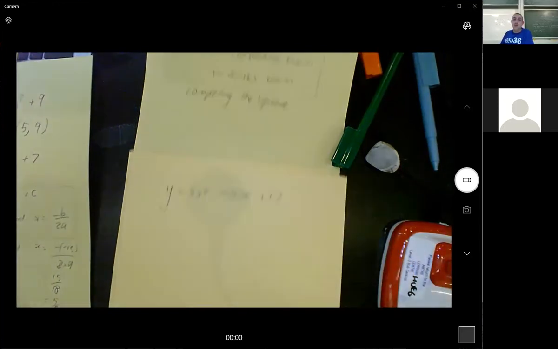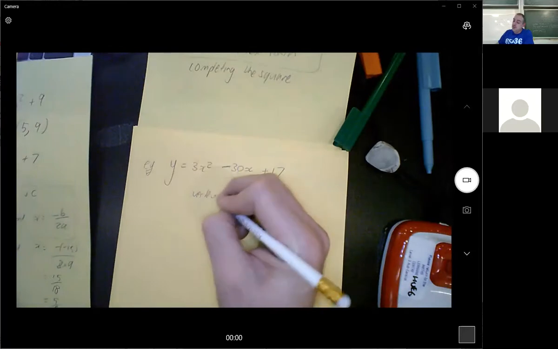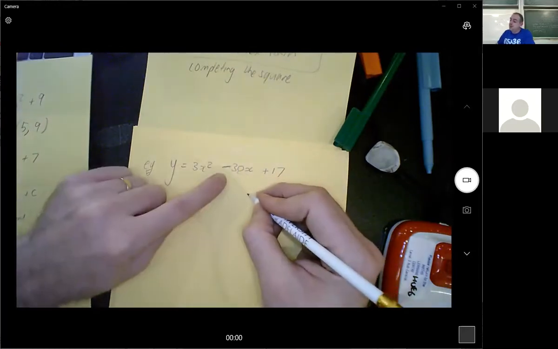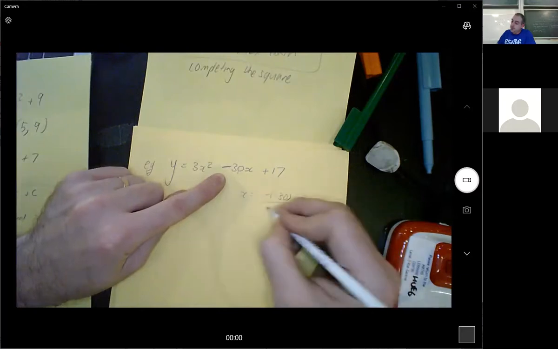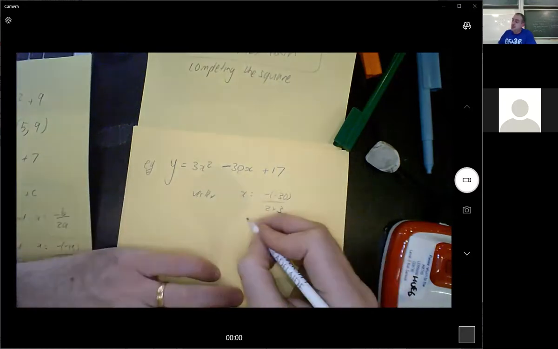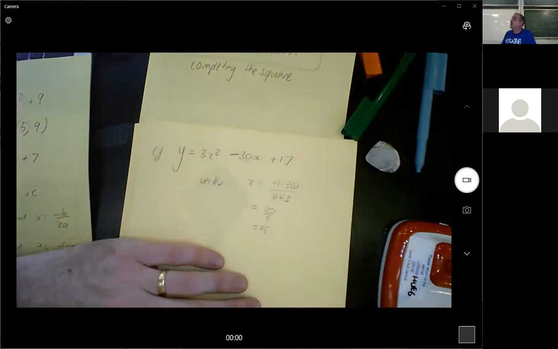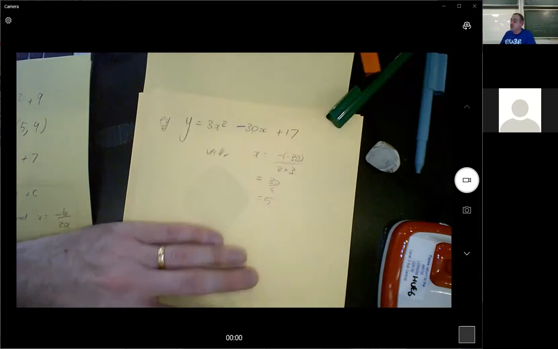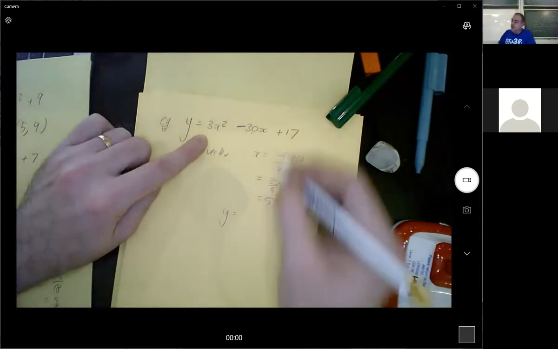All right, this is my function. I can find the vertex, which will be at minus b over 2a, which is at 30 over 6, which is 5. That's what the x-coordinate of the vertex is. The y-coordinate will be what I get when I put 5 into the formula.